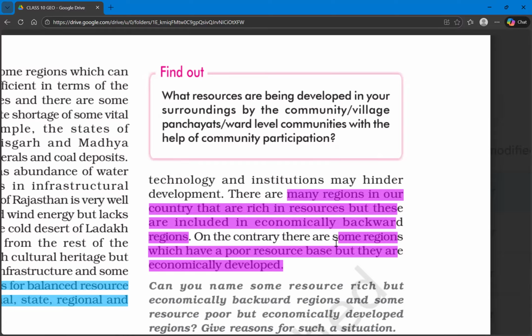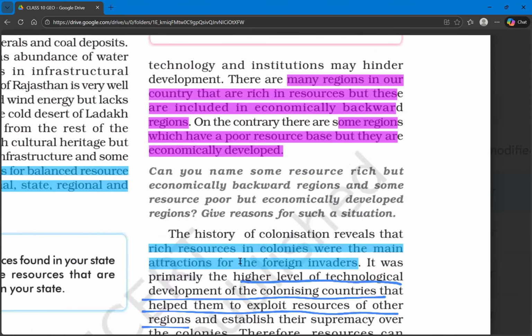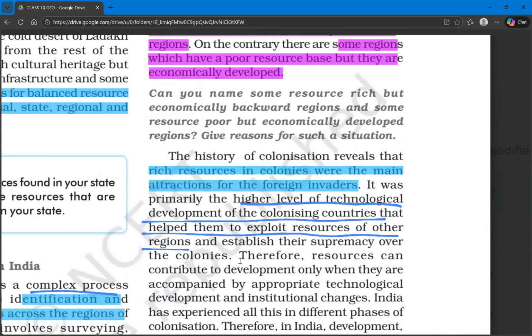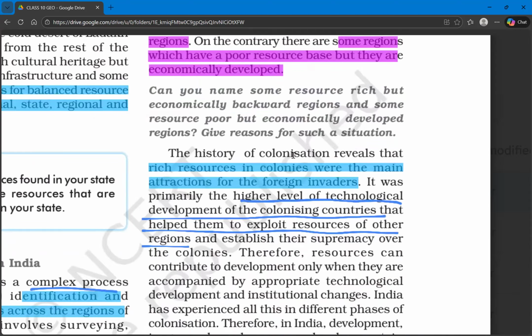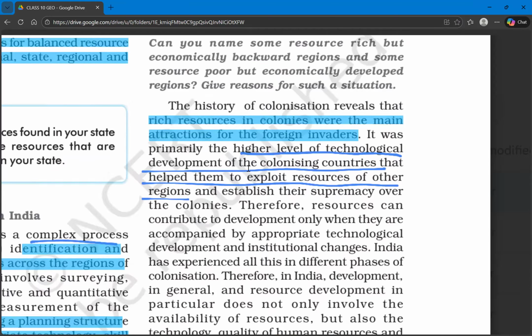On the contrary, there are some regions which have a poor resource base, but they are economically developed. Next. The history of colonization reveals that rich resources in colonies were the main attractions for the foreign invaders. So, the regions which are rich in resources were the main attractions for the colonials. It was primarily the higher level of technological development of the colonizing countries that helped them to exploit resources of other regions.